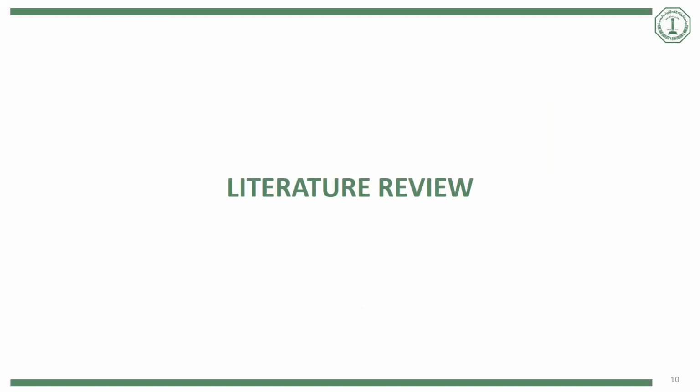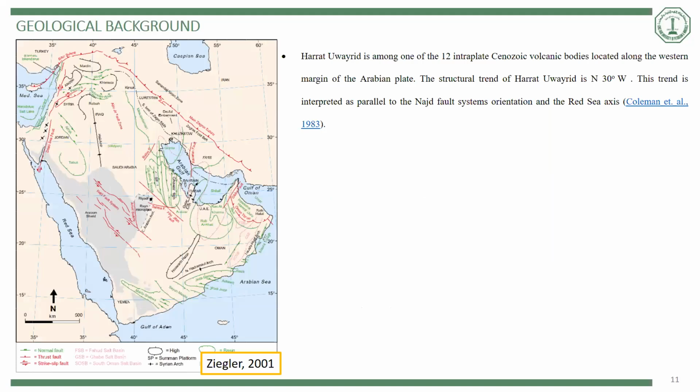We will start the second part of the presentation, the literature review. Harrat Uwayrid, as established in the introduction, is one of the 12 intraplate Cenozoic volcanic bodies located along the western margin of the Arabian plate. The structural trend of the Harrat body, Uwayrid itself, has a trend of north 30 degrees west. This trend is interpreted as parallel to the Najd fault system orientation and also the Red Sea axis.